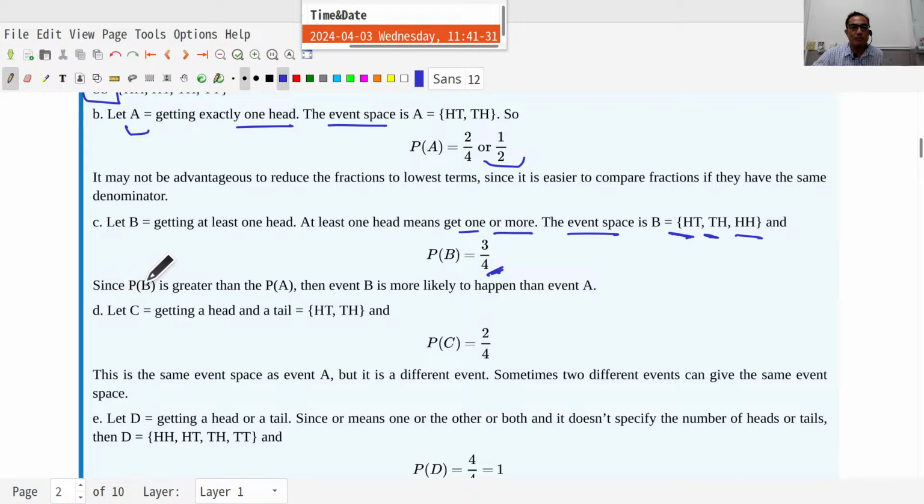Since the probability of B is greater than the probability of A, the event B is more likely to happen than event A. Then question D: let C be getting a head and a tail. The sample is head and tail and head. Then the probability is 2/4.